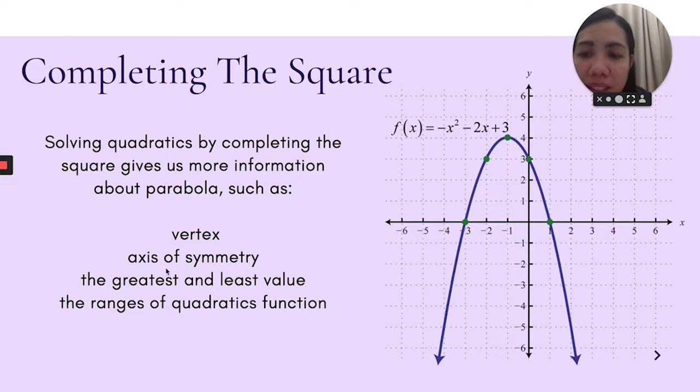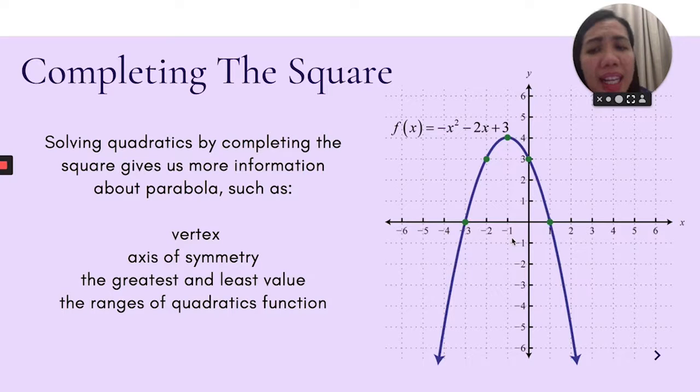And then what is the axis of symmetry? Actually, it is easy after we know about the vertex. So the axis of symmetry is the x-coordinate of the vertex. So in here, the x-coordinate is minus 1. So the axis of symmetry here is x equals to minus 1.